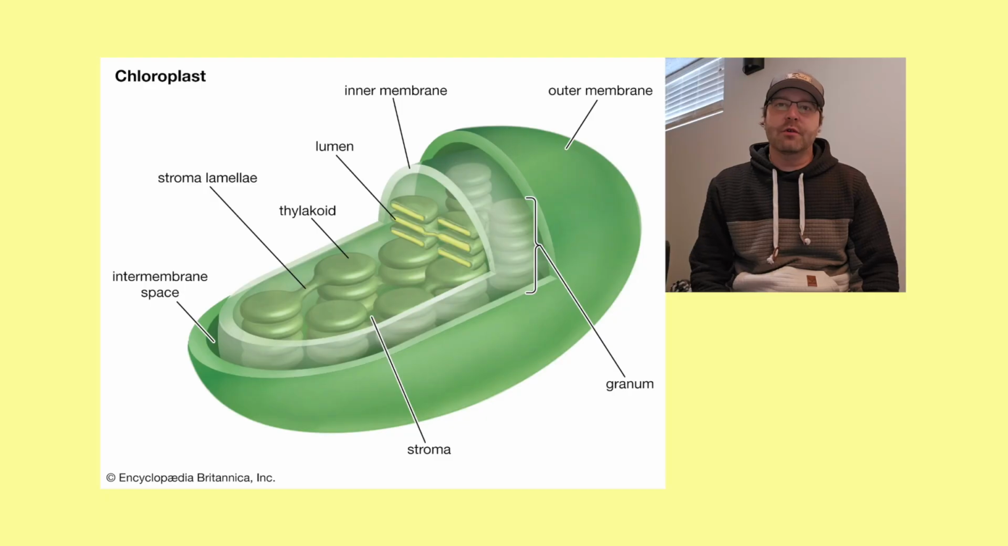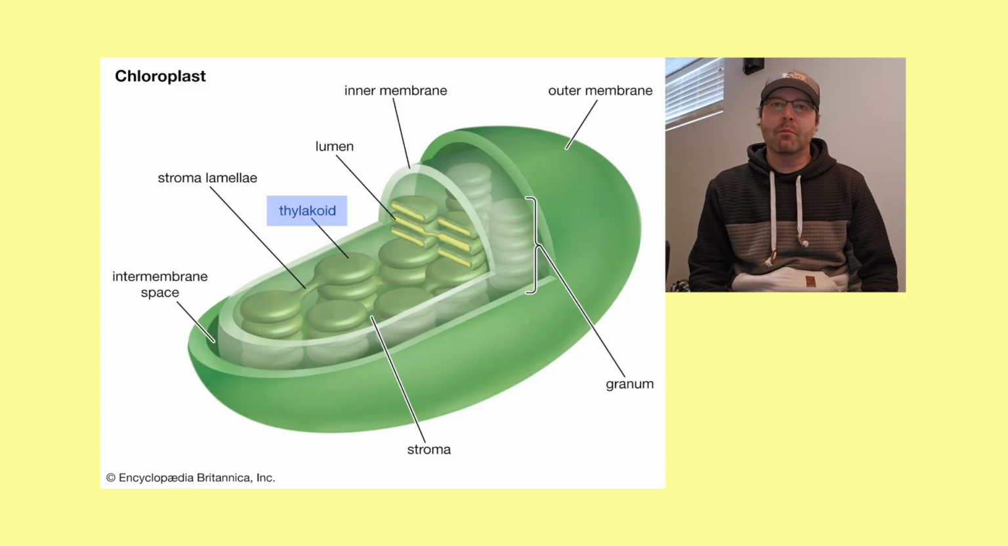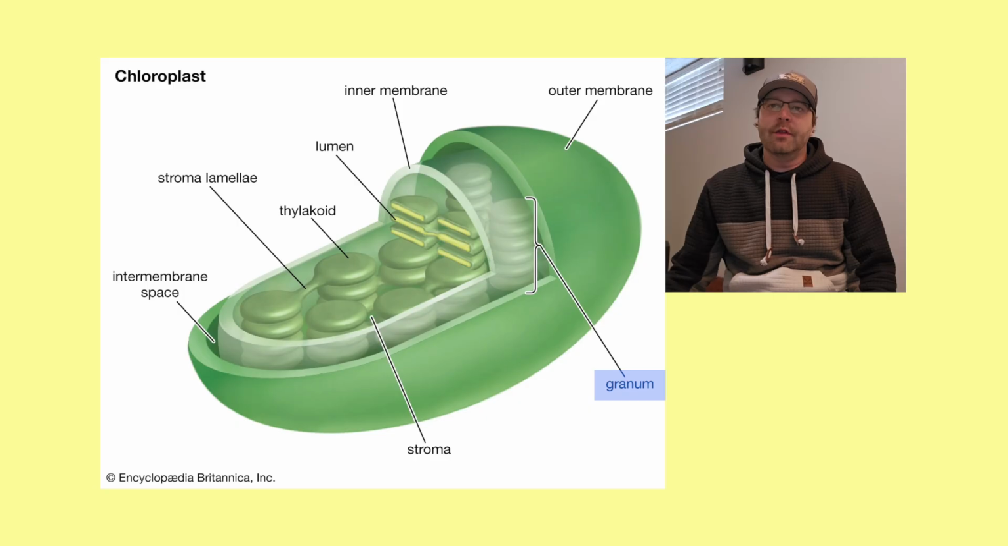So the first set of reactions requires light and occurs in the thylakoid membranes of chloroplasts, which are highlighted here. These are flattened membrane sacs stacked into what's called grana. The goal is to convert light energy into chemical energy in the form of ATP and NADPH.